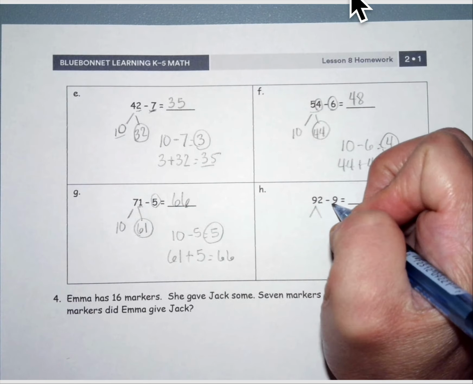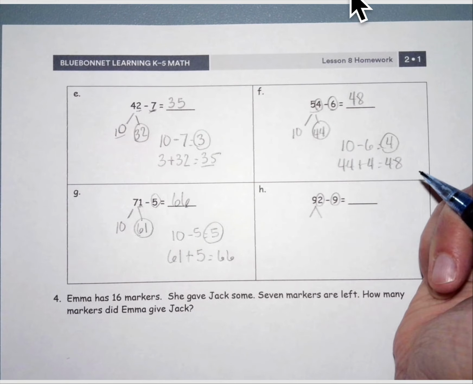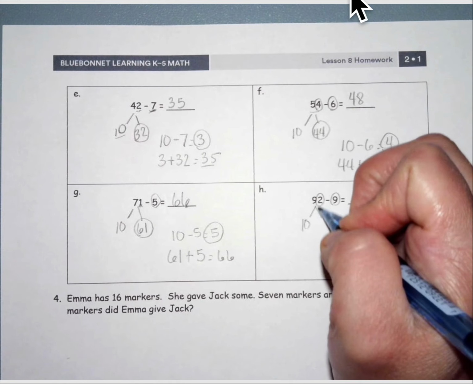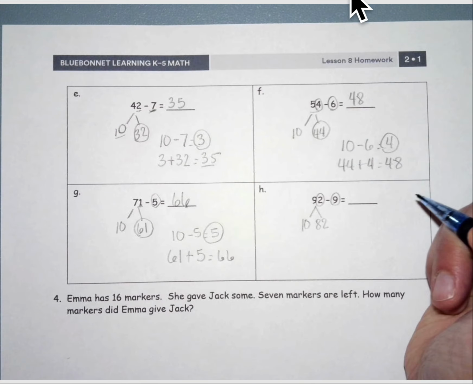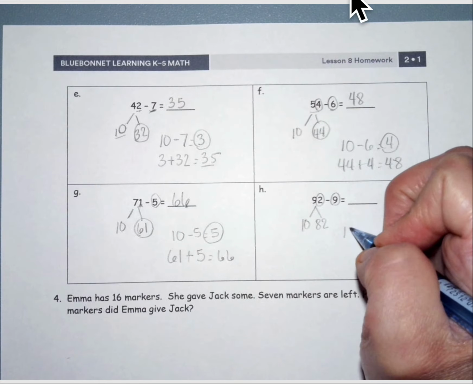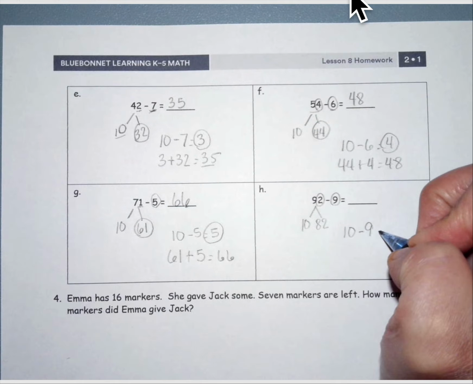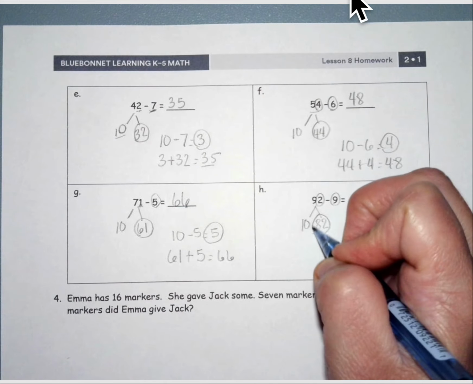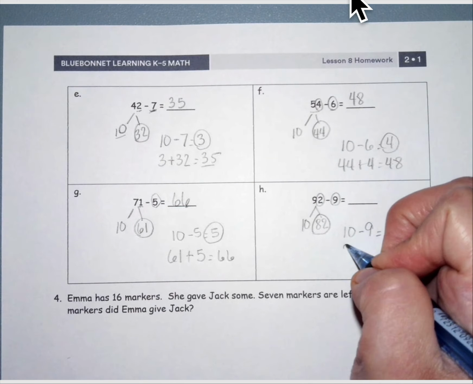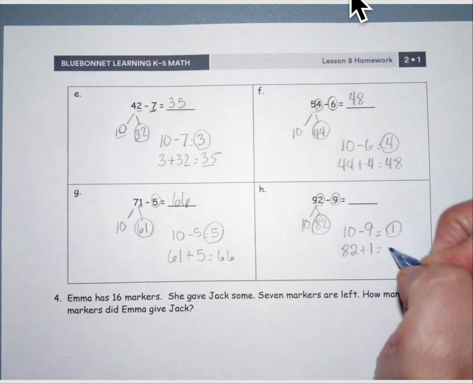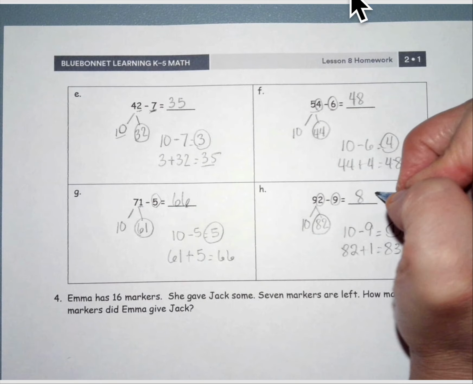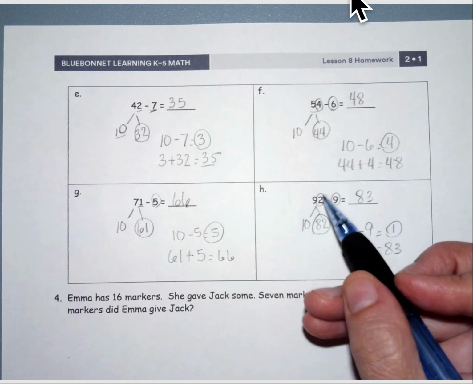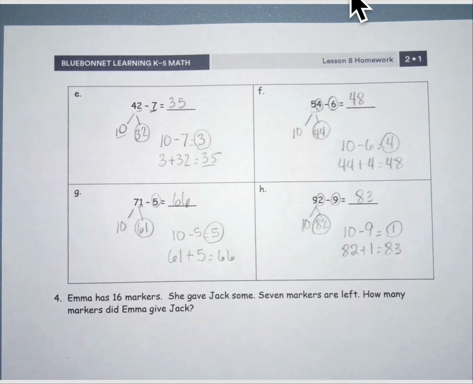Okay, let's do the next one. 92 minus 9. I cannot take 9 ones away from 2 ones. Not possible. So we're going to ask for help from our 10s. We're going to take 10, and we're going to be left with 82. So we're going to do 10 minus 9 equals 1. And then we're going to get our leftover 82 and our 1 and combine them. 82 plus 1 equals 83. So 92 minus 9 equals 83. These number bonds really help us out when we're adding and subtracting.